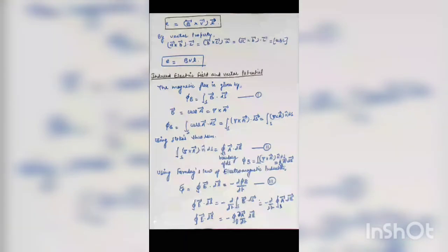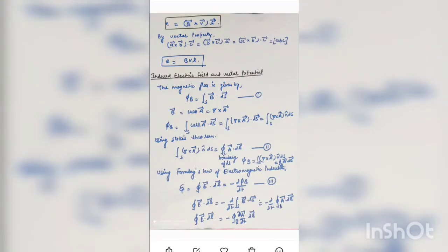Using Faraday's law of electromagnetic induction, the total induced EMF e equals the line integral of E dot dl, which is equal to minus d phi B upon dt. Putting the value of phi B from equation first, the line integral of E dot dl equals minus d upon dt of the surface integral B dot dS, which is minus d upon dt of the line integral of A dot dl around the boundary of S. So the line integral of E dot dl equals minus the line integral of del A over del t dot dl.